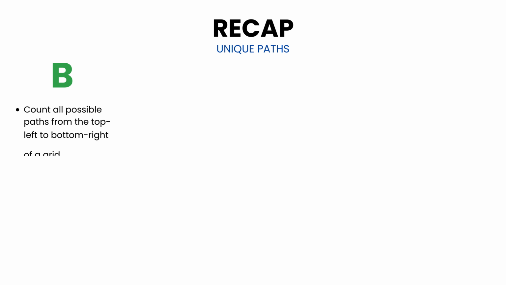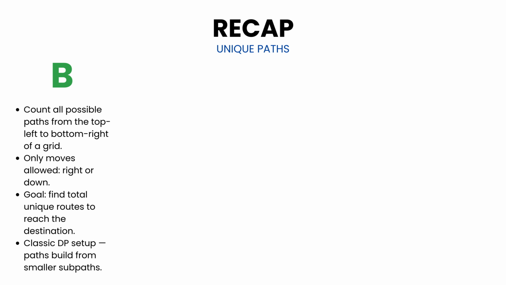Breakdown recap. Conceptually, the task is simple. Find how many ways a robot can travel from the top left to the bottom right corner of a grid, moving only right or down. Every path you count builds from these 2 possible moves, and our goal is to track them systematically.